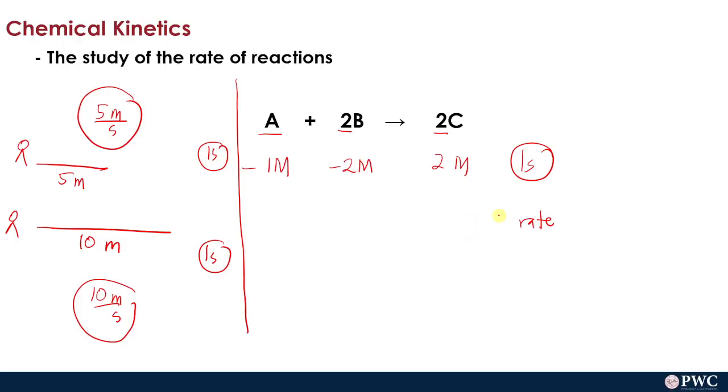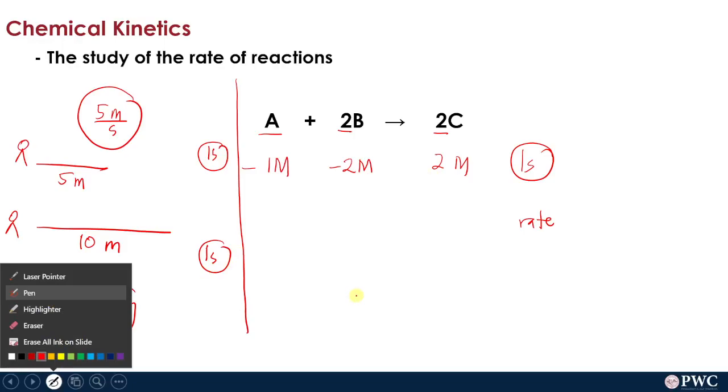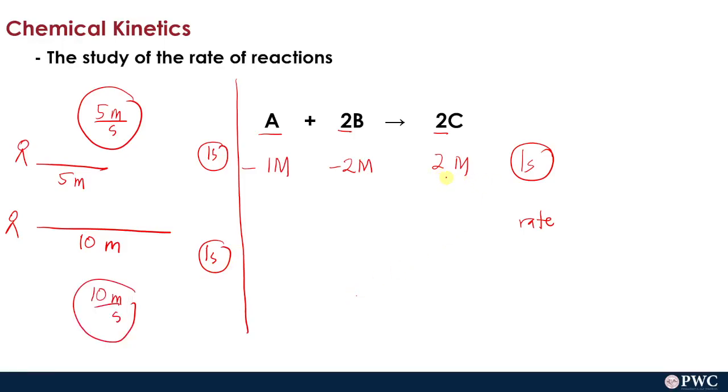So how about for the reactions? How do we measure the speed or the rate of the reaction? For chemical reactions, we measure the rate by the change in the concentration of that substance over time. Here, the change in the concentration is 2 molar over 1 second. So the rate of formation of C here is 2 molar per second.